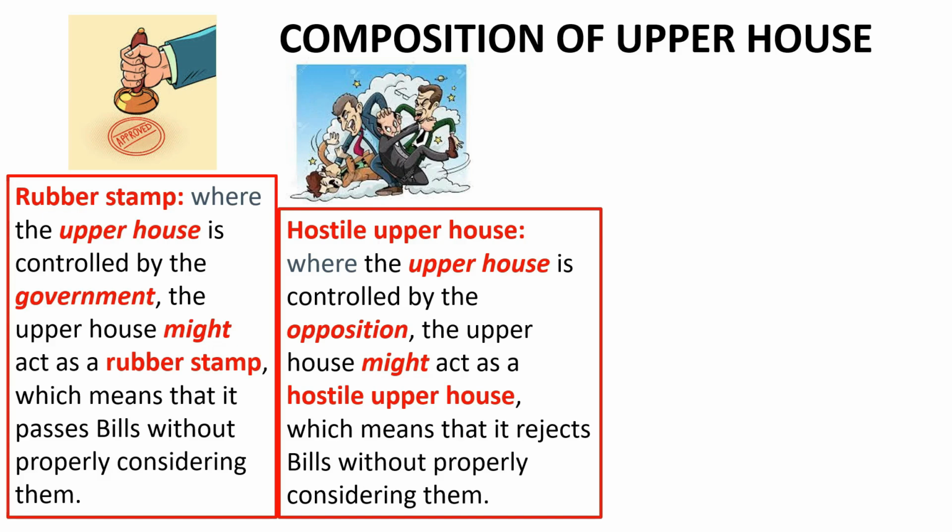Again, I want to stress that just because the upper house is controlled by the opposition doesn't mean that the upper house will always act as a hostile upper house. On the contrary, the upper house might properly consider bills before rejecting them. However, where the upper house is controlled by the opposition, there is a risk that the upper house will simply act as a hostile upper house.